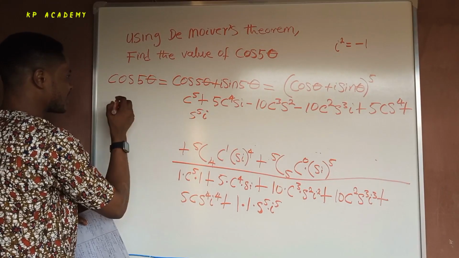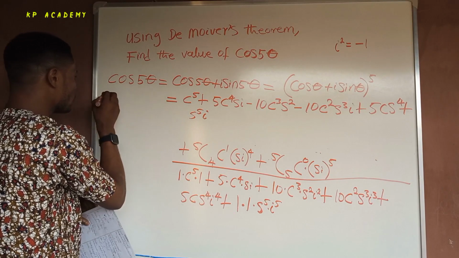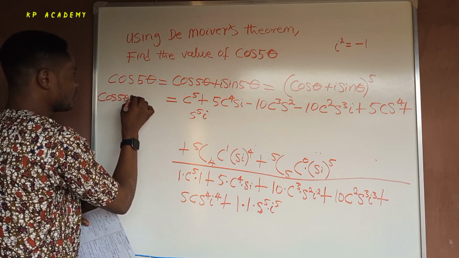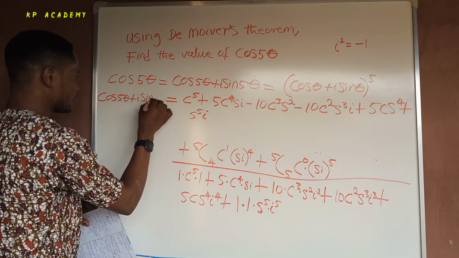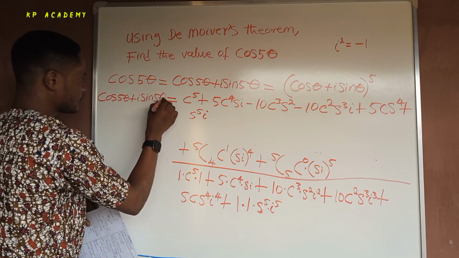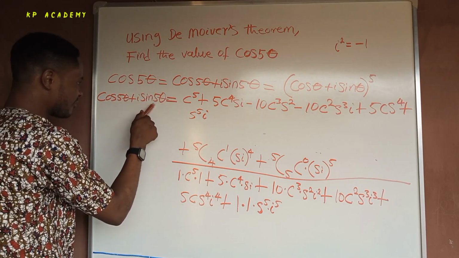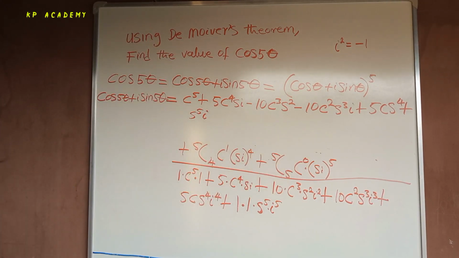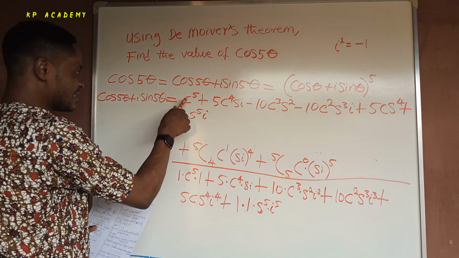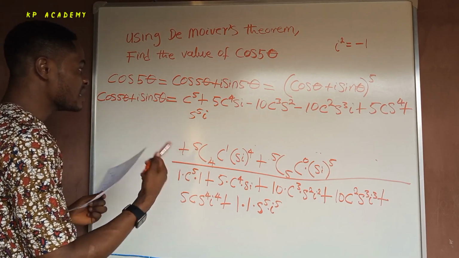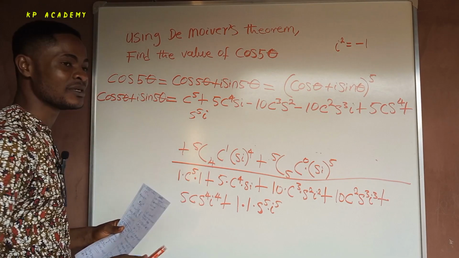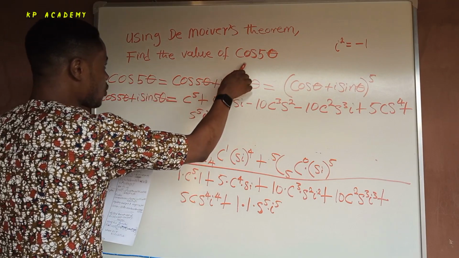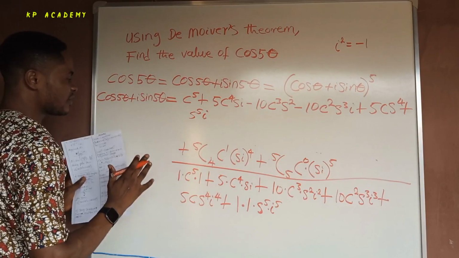So over here we can see that the whole of this is equal to cos 5 theta plus I sine 5 theta, which is equal to this, which we have already expanded and evaluated. But don't forget that this c you see here stands for cos theta, and this s means sine theta. Now, because the question said that we should find cos 5 theta, what we are going to do is very, very simple.